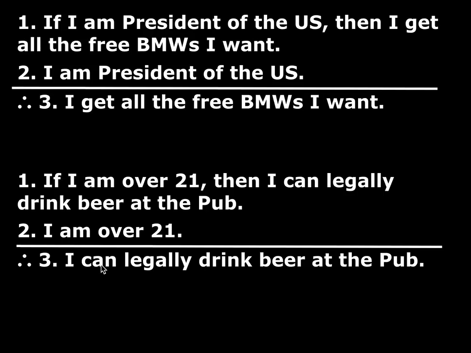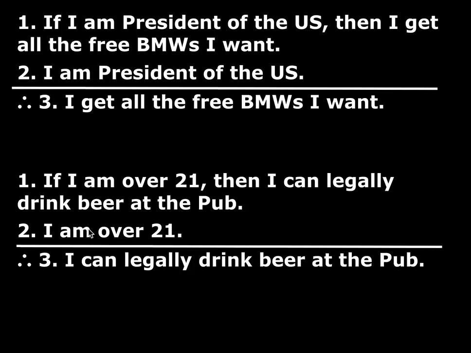Compare it to this argument. This is also valid. It has the same form, by the way, modus ponens. We'll get to that in chapter 3. If I am over 21, then I can legally drink beer at the pub. I am over 21, therefore I can legally drink beer at the pub. Also valid. Validity, as we'll see, is a function of form, and these two have the same form. That's why they're both valid.